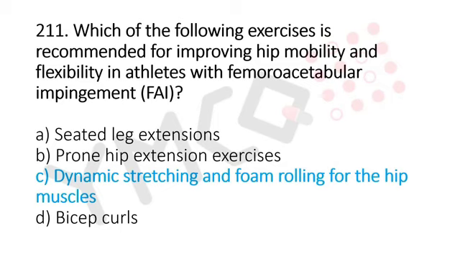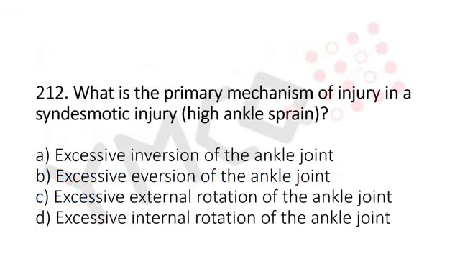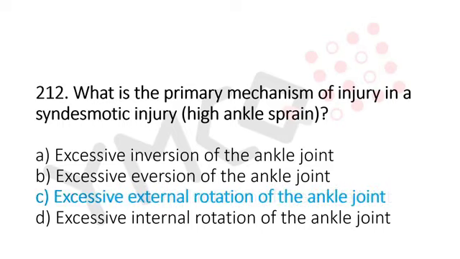Now let's move to question number 212. Which is the primary mechanism of injury in syndesmotic injury, that's high ankle sprain? Option A, excessive inversion of the ankle joint. Option B, excessive eversion of the ankle joint. Option C, excessive external rotation of the ankle joint. Option D, excessive internal rotation of the ankle joint. And the answer is option C, excessive external rotation of the ankle joint.